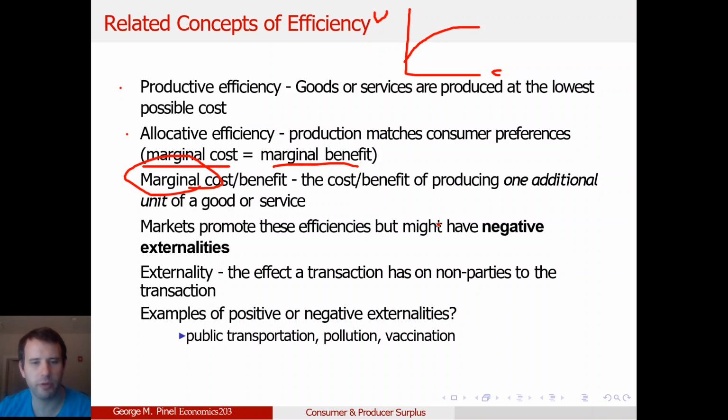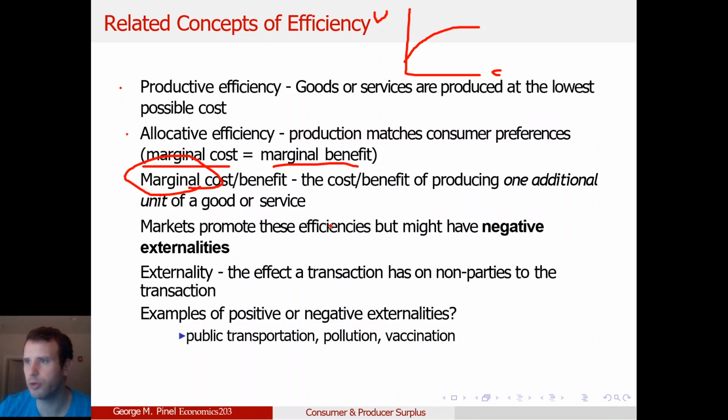And then we defined externalities, which are when someone not related to a transaction benefits or loses from that transaction. Benefits in the case of positive externalities, loses in the case of negative externalities.